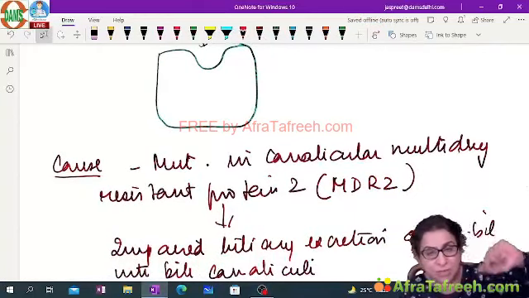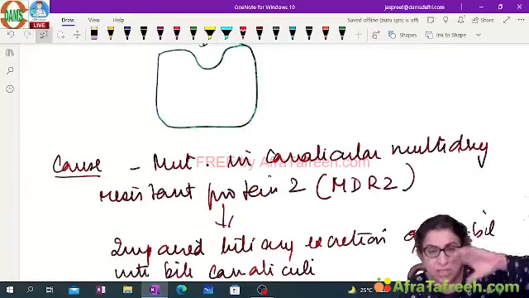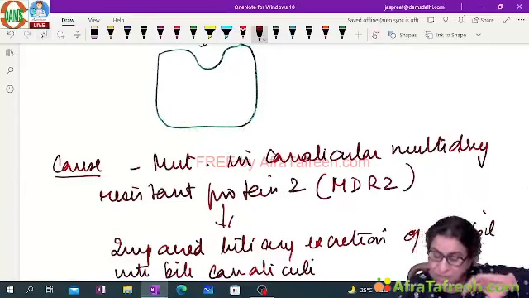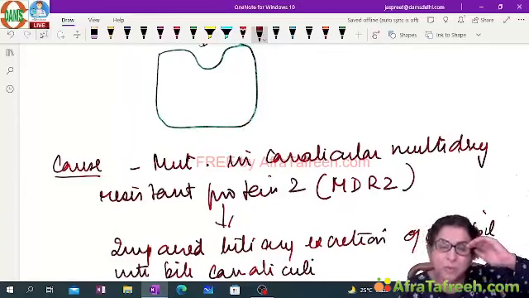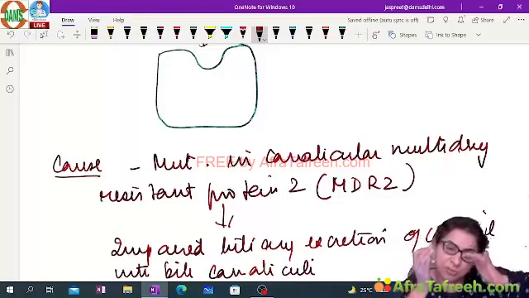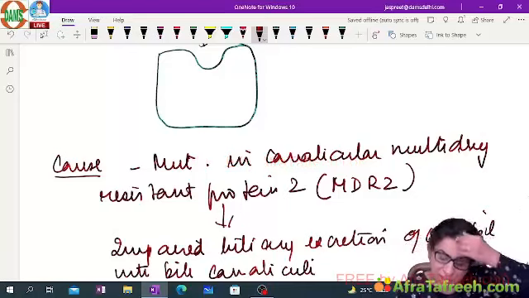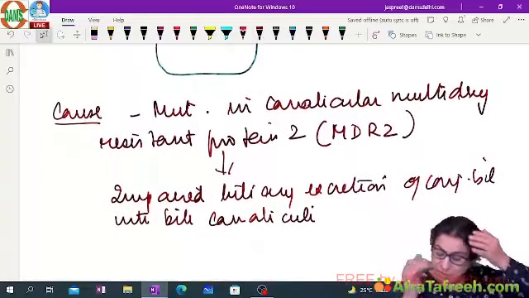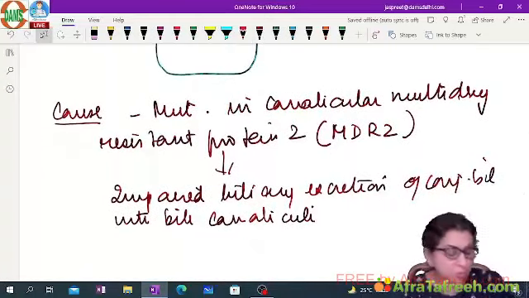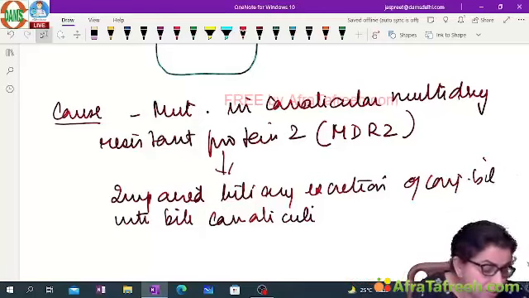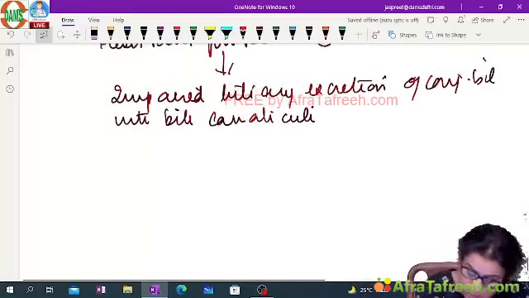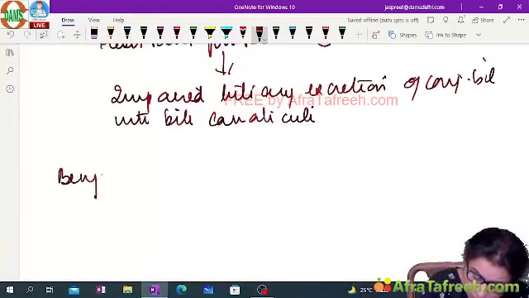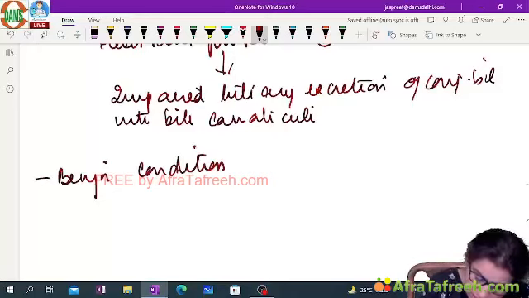So on the canalicular membrane of the hepatocyte, we have this multi-drug resistant protein 2, which takes the conjugated bilirubin out into the bile canaliculi. But here the protein is mutated, so there is impaired biliary excretion of conjugated bilirubin into the bile canaliculi. And here it is a benign condition. Dubin-Johnson is a benign condition, and that is very characteristic.